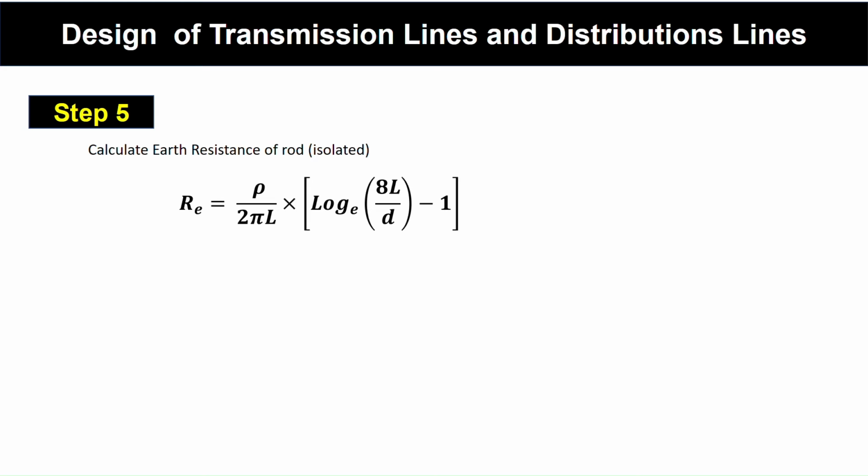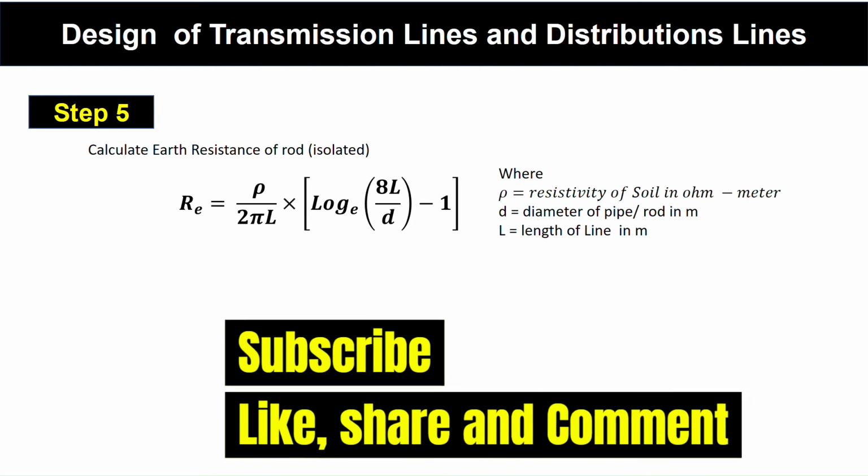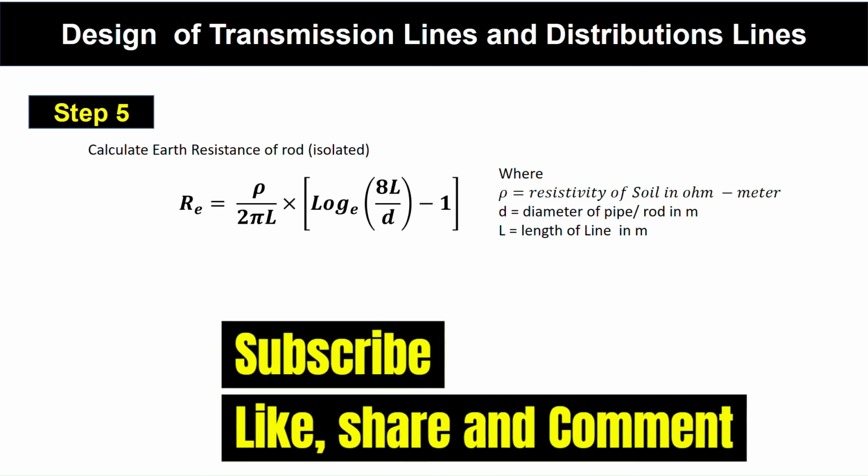I have taught this formula in my previous lecture, where rho is the resistivity of soil in ohm meters, D is the diameter of a pipe or a rod in meters, and L is the length of the rod in meters. Sorry, L is the length of the rod. It is not line, it's length of the rod.